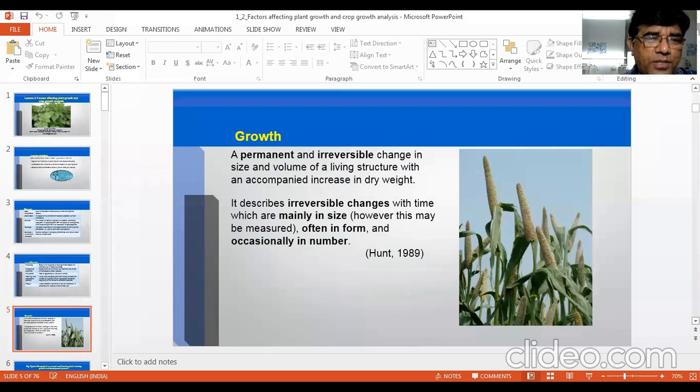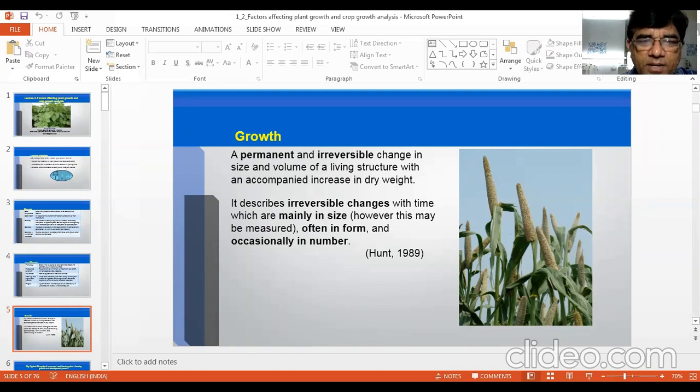Now, what is growth? Growth is a permanent and irreversible change in size and volume of a living structure with an accompanied increase in dry weight. This is almost a complete definition of growth. It pertains to living structures, not to dead or non-living things. At the same time, it should be accompanied by increased dry weight.